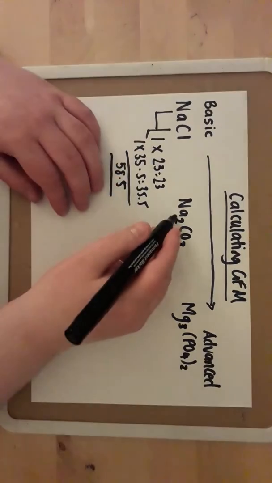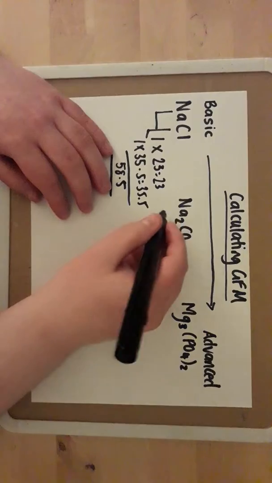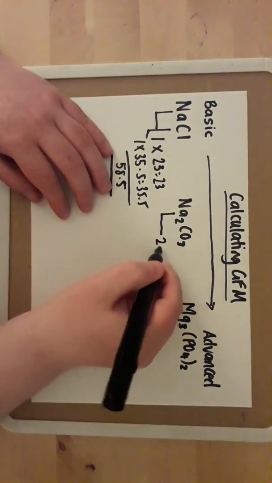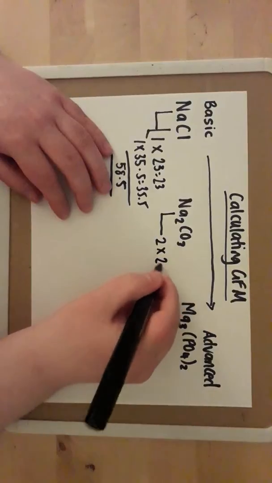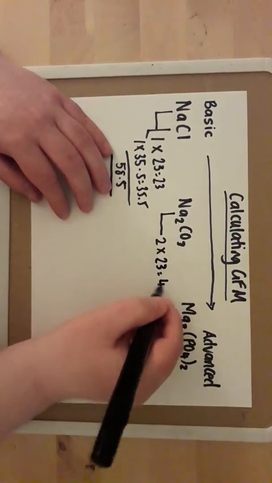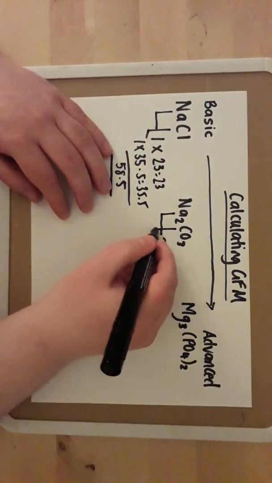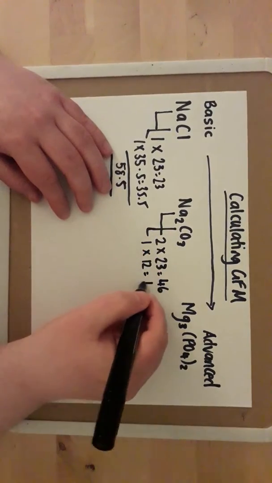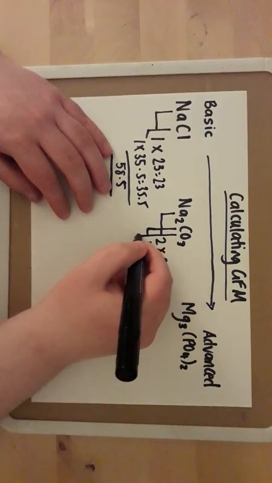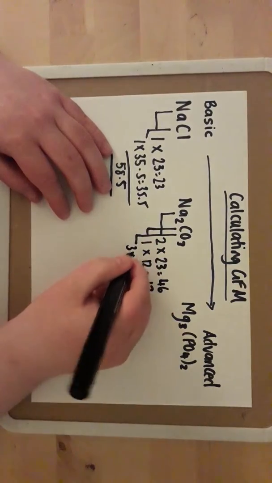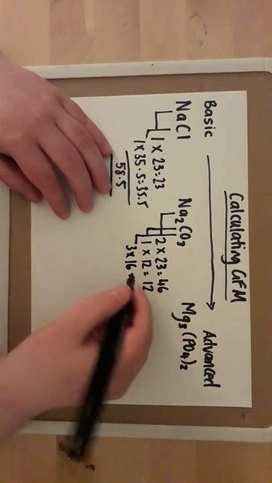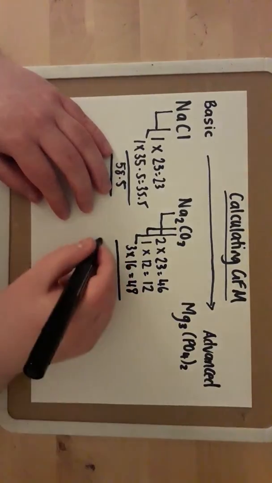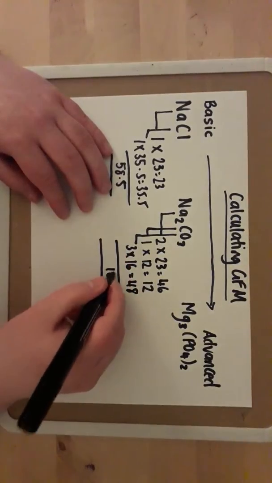If I then look at my second example, sodium carbonate, I know I've got the little number 2 here. So I've got 2 sodiums, so I've got 46. I've only got 1 carbon in the formula, and that's 12. And I know that I've got 3 oxygens, which is 48. And if I add all that together, it's 106.